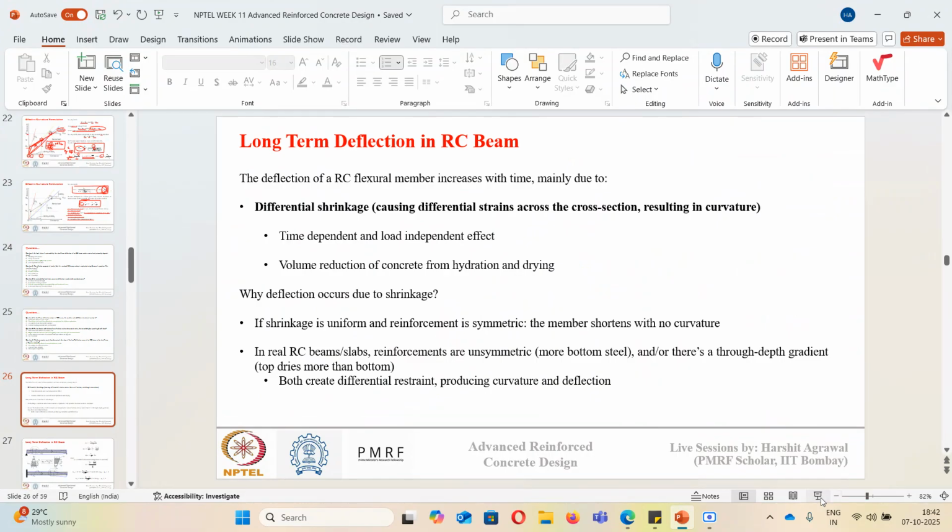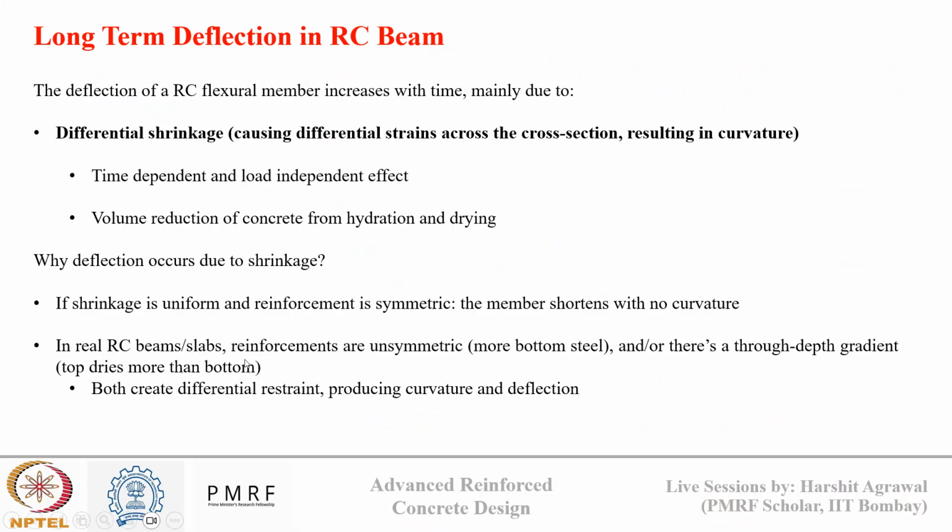Now in practical conditions there is more than one form of deflection which can occur in a reinforced concrete beam, and this can account for 2 to 3 times a higher magnitude compared to the deflection just due to loading. These deflections are known as long-term deflection. In a reinforced concrete section, it increases with time mainly due to three effects: shrinkage, creep, and temperature. First, we will talk about differential shrinkage. Differential shrinkage causes differential strain in a reinforced concrete section, which results in curvature.